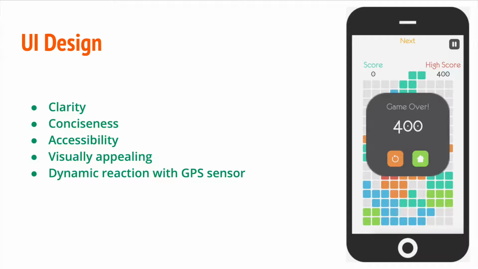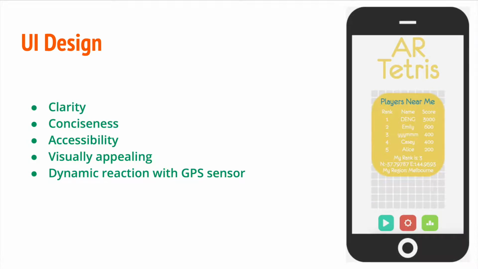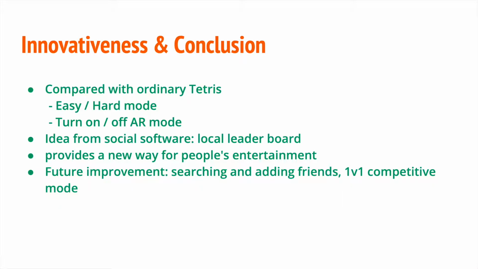The user interface is able to dynamically react to sensors as well. There's a leaderboard which shows the top 5 highest scores of the players who are currently near the user. This function utilizes the GPS location and generates dynamic results for users.